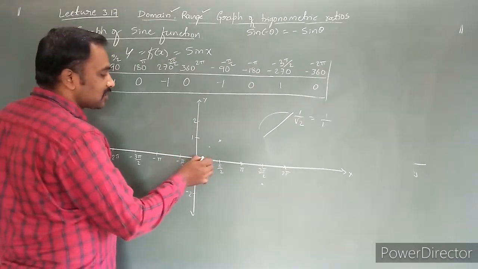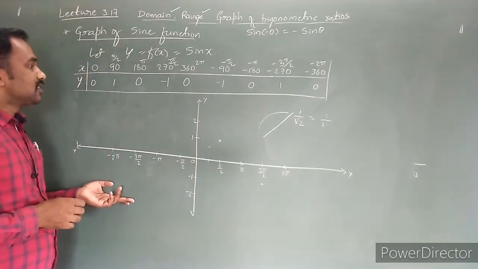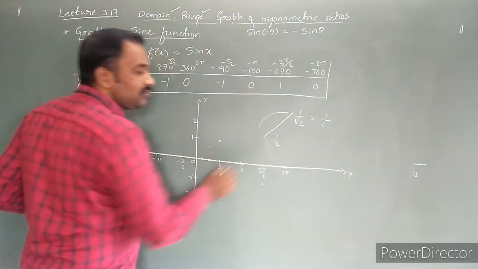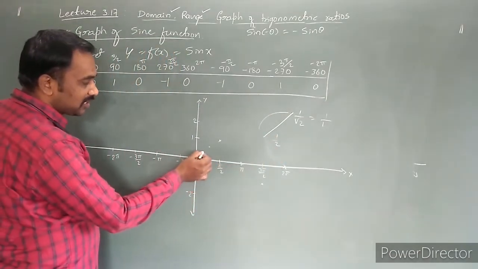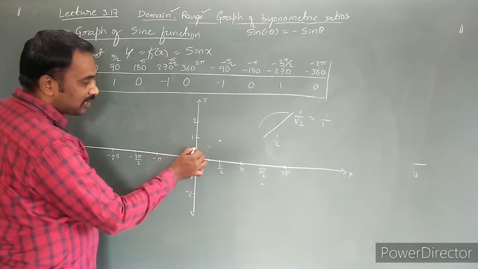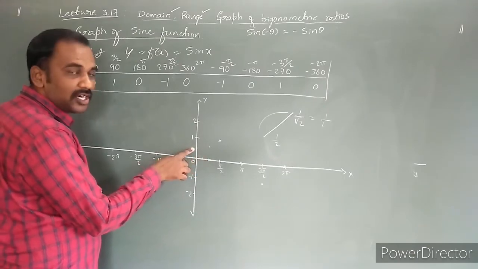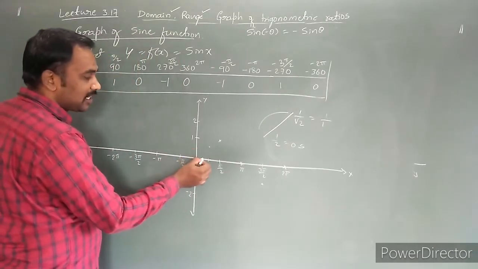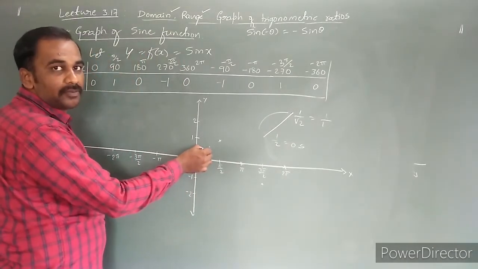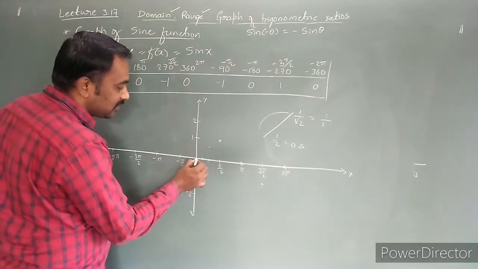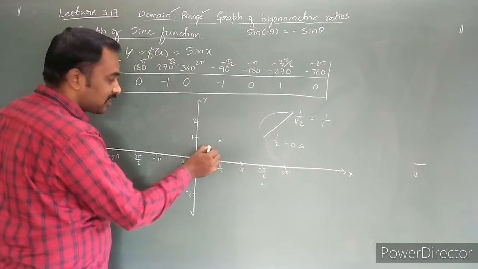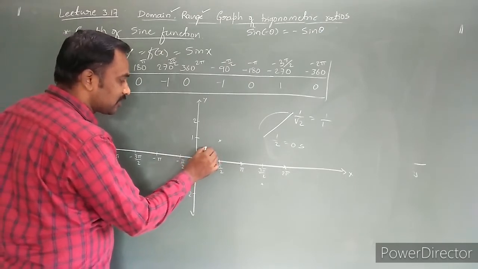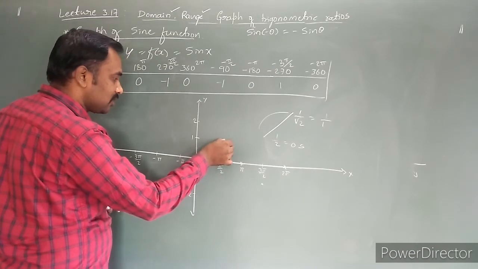Check it: sine of 30°. What is sine 30? Sine 30 is 1 by 2, which is 0.5. At 30° only it comes to 0.5. Are you sure? So if you take a straight line, it comes here. But actually the curve is like this.